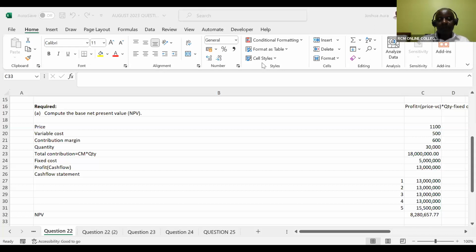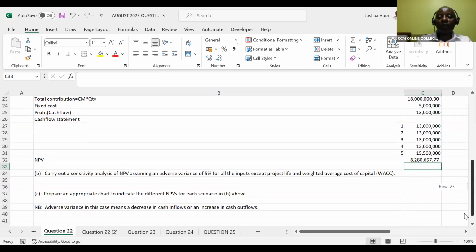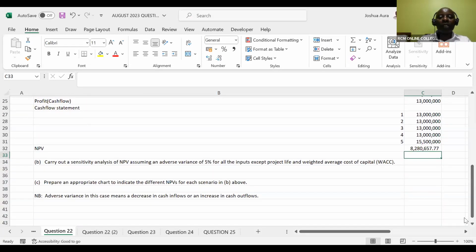That's very good. Now, ladies and gentlemen, from there, they want me to come and do the second part of the question. So the second part of the question, they want me to carry out a sensitivity analysis of NPV, assuming an adverse variance of 5% for all the inputs except project life and WACC.